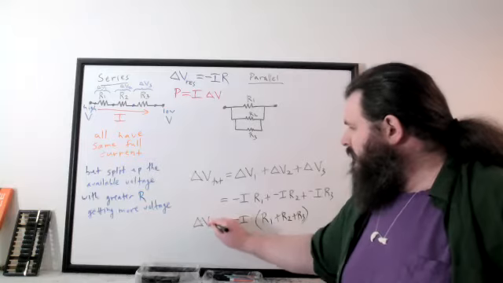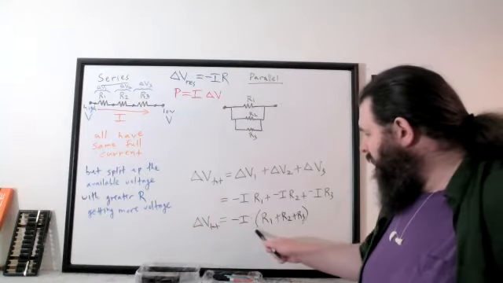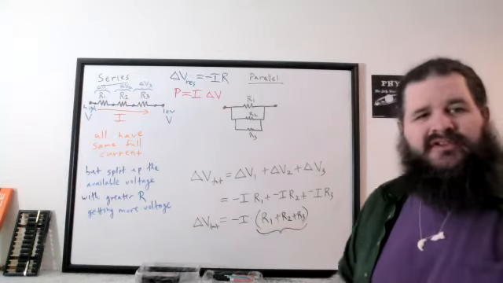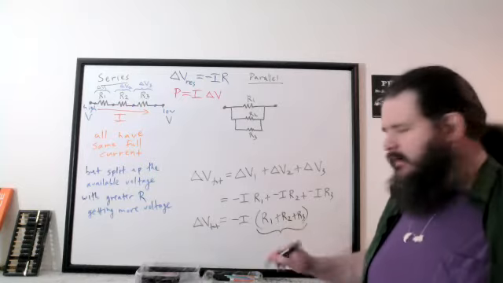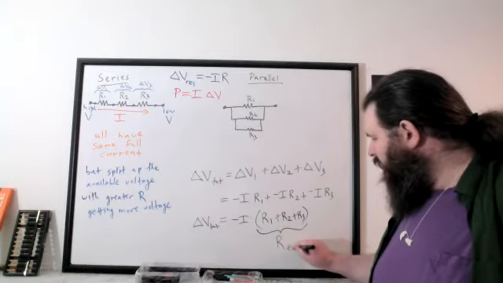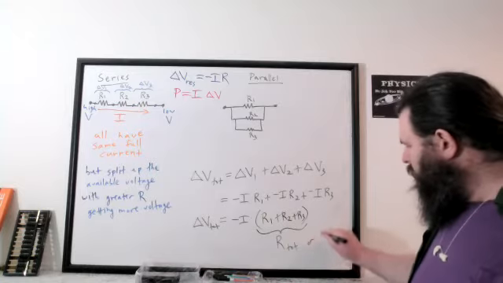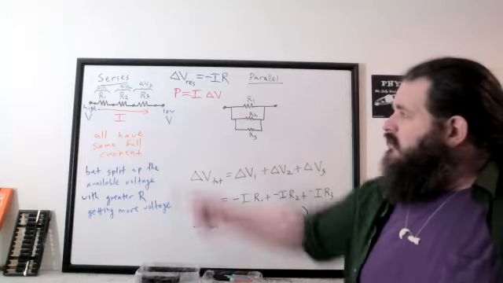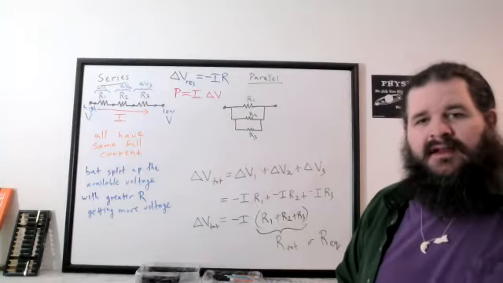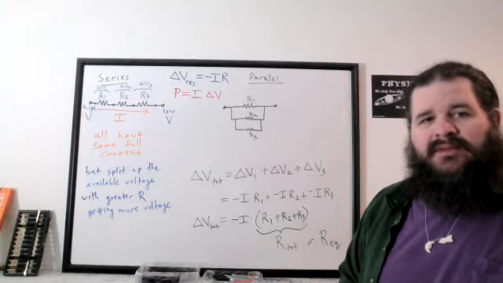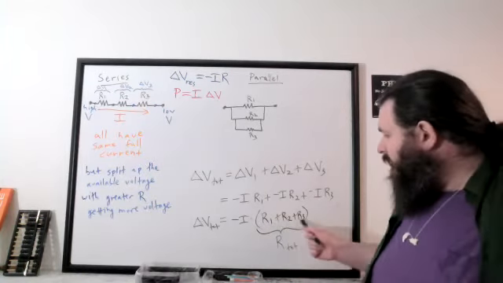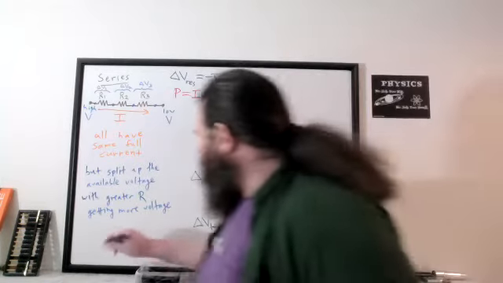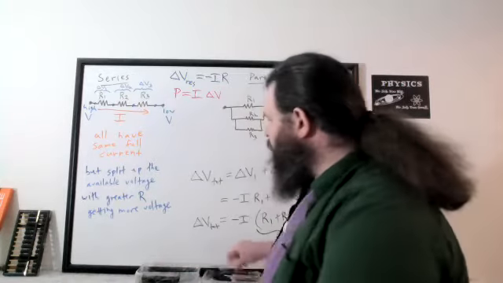So we now have delta V total equals negative I times a resistance. And this resistance here, if we just add together all the resistances, this acts like just negative I times R. Specifically, we call this R total or R equivalent. So what this tells us is if the resistors are in series and all have to have the same current, then they can be treated as acting like just one big resistor whose resistance is the sum of all those individual resistances. So we can total that up by just adding the resistances.